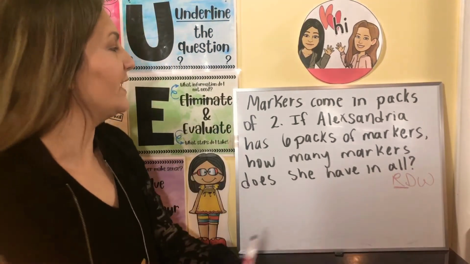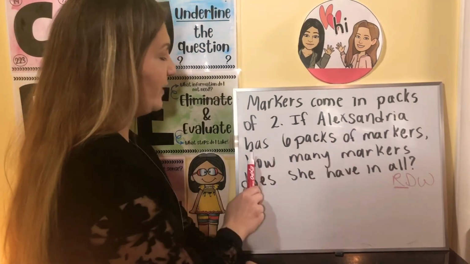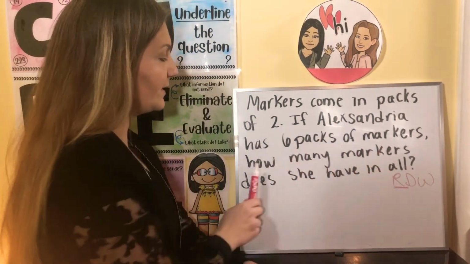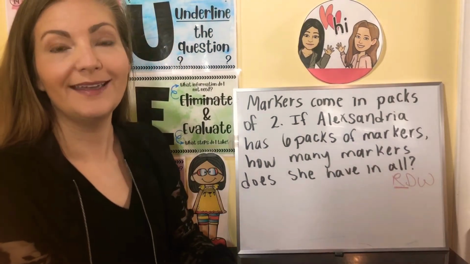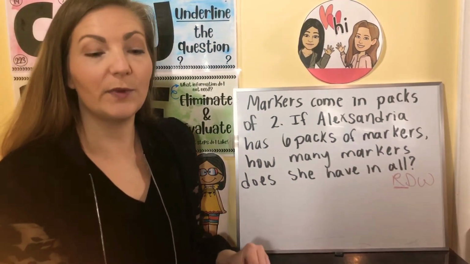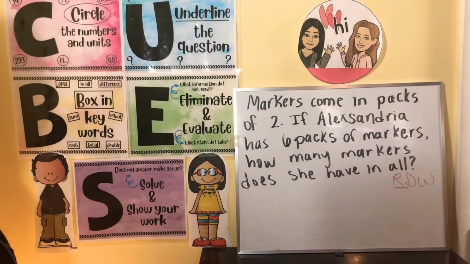So let's read one more time. Markers come in packs of 2. If Alexandria has 6 packs of markers, how many markers does she have in all? Now that we've read twice, we can go ahead and do our cube strategy up here. So take a look.